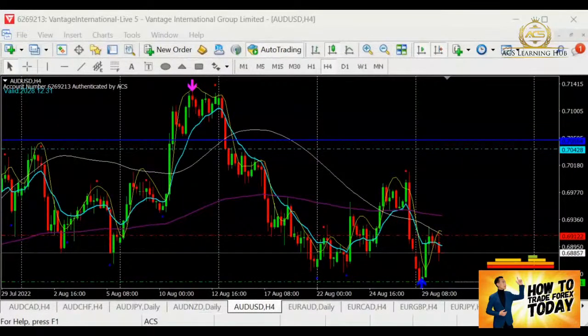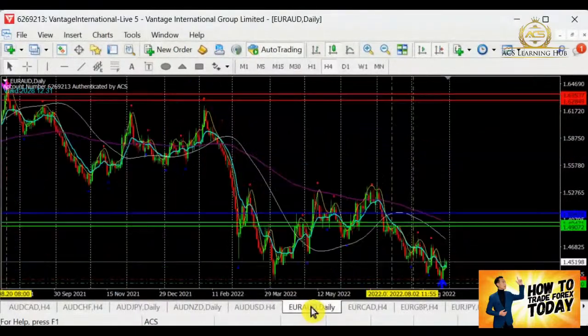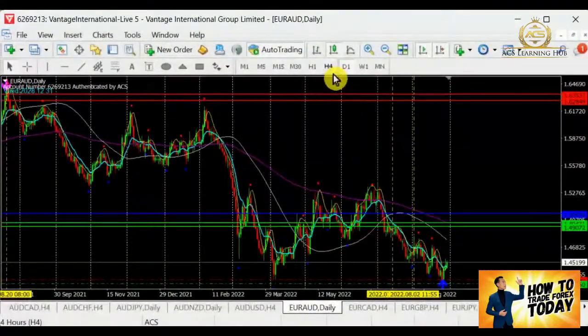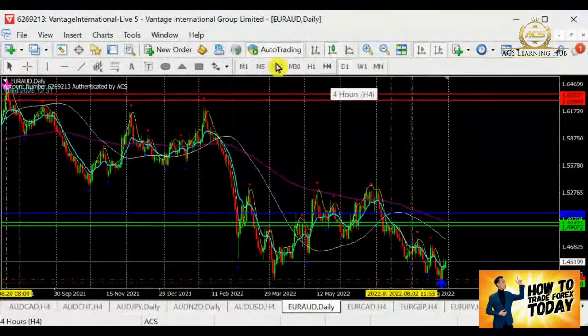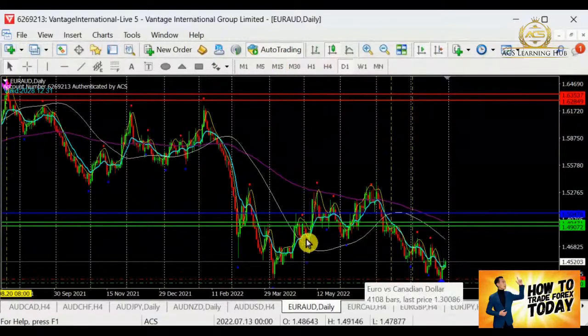Next to go, Euro Aussie. Today we are looking for a buy, since yesterday we tested the support and it is not breaking, and it is still going for a buy. So look out for buying. Buy for Euro Aussie.